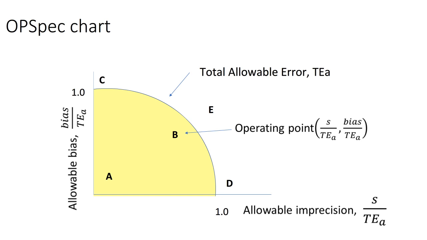It's well within the total allowable error. Operating point B is near the limit of the total allowable error, and points C, D, and E are operating beyond it. These processes are producing results that could harm patients. C has too much bias, D has too much imprecision, and E has too much of everything.